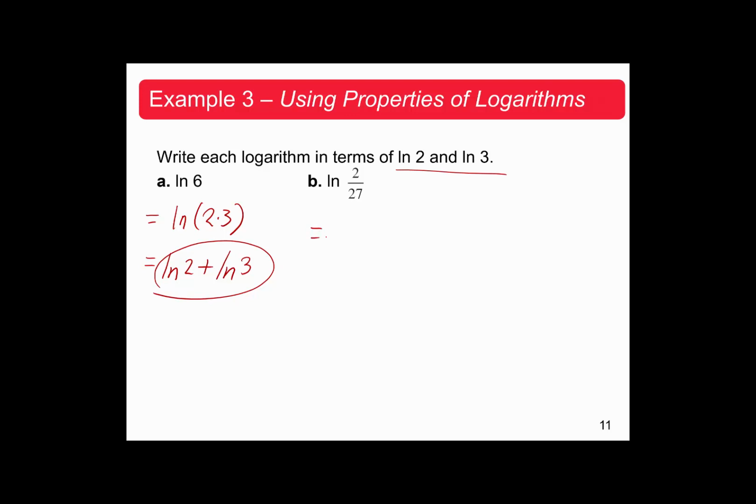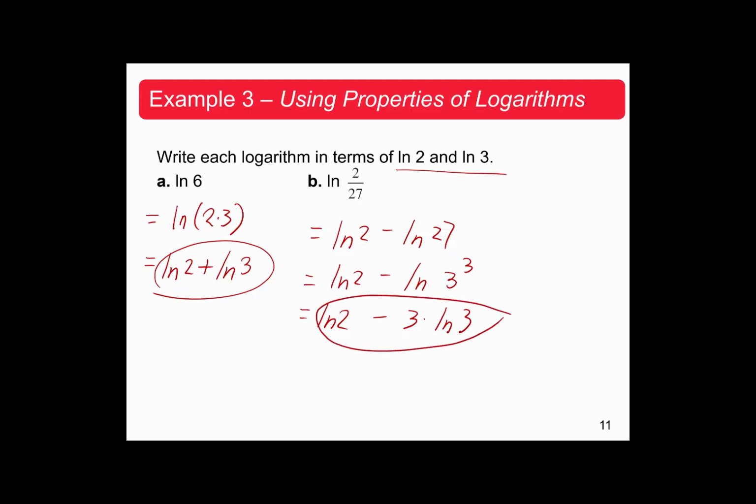And similarly, for the second one, the division will become subtraction. So ln of 2 minus ln of 27. We already have ln of 2; ln of 27 you can turn into 3 to the third power. So now using the power property, the 3 goes in the front: 3 times ln of 3. So it is expressed in terms of ln of 2 and ln of 3 using a couple of properties.